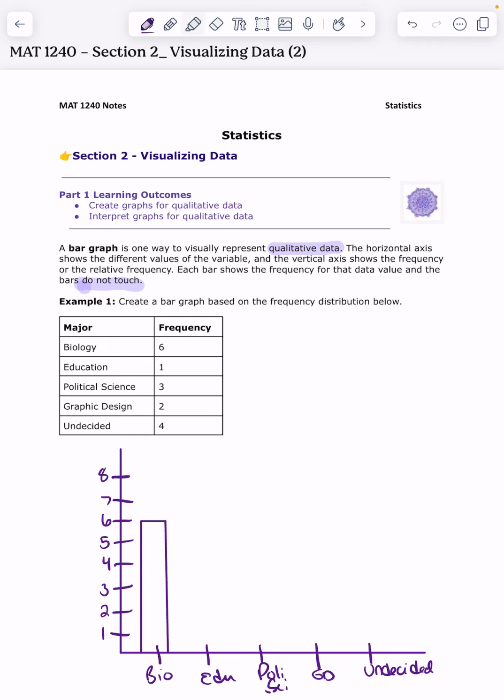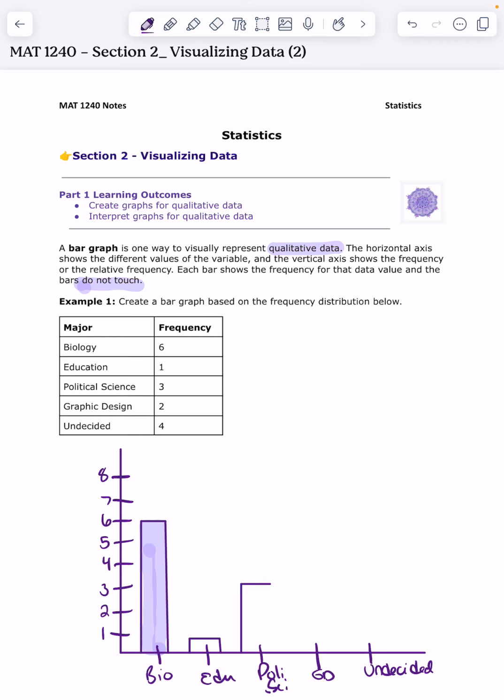And then if you'd like, you can take a highlighter and fill that in. Not necessary, but fun. Education only goes up to 1, so we're going to draw a rectangle just going up to 1. And I think I'll do all the highlighting at the end. Political science is frequency of 3. So I'm going to go as high as 3 with my rectangle.